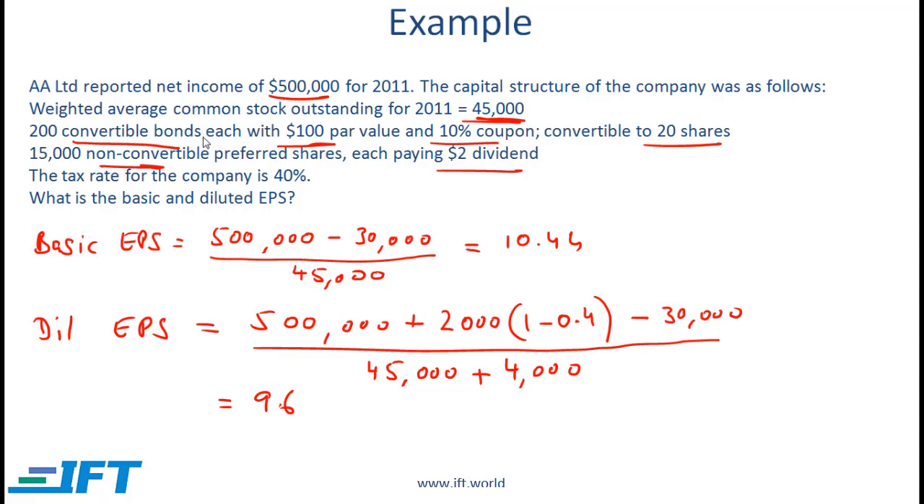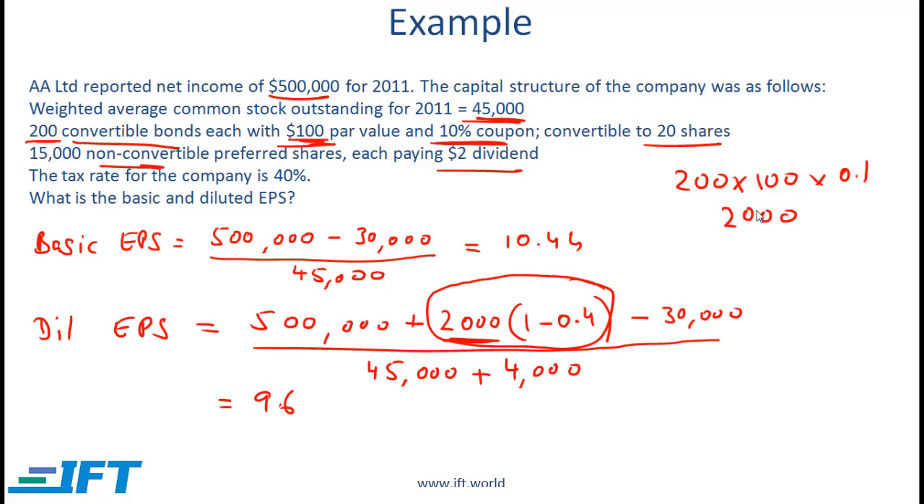obviously the company does not have to pay the interest amount or the coupon amount. The coupon amount had been subtracted when we computed the net income, so that amount needs to be added back on an after-tax basis. The 2,000 is the interest expense, and you can see that 200 convertible bonds, each with par value 100, so that's 200 into 100. That is the total par value of the convertible bonds. The interest or the coupon is 10%, so you multiply that by 10% or 0.1 and you will get 2,000.